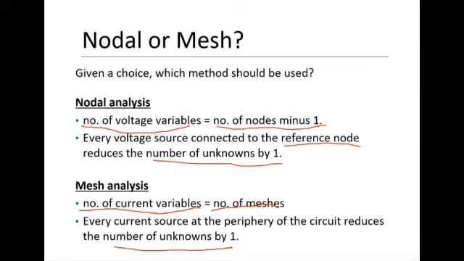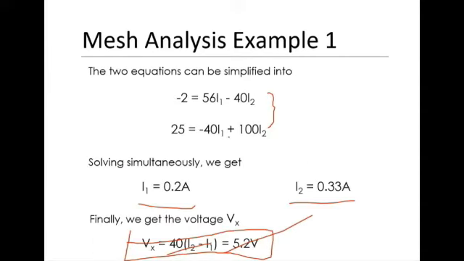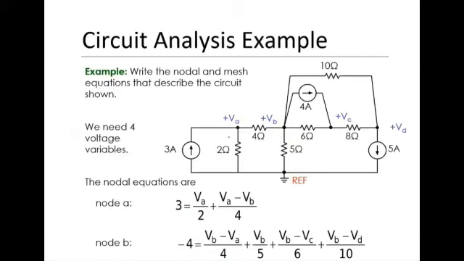So we have shown it here. You actually only have two unknowns, I1 and I2, since I3 is equal to this. It's dictated by this current source right here. Okay, so here we go. So for example, let's do nodal analysis in this circuit.